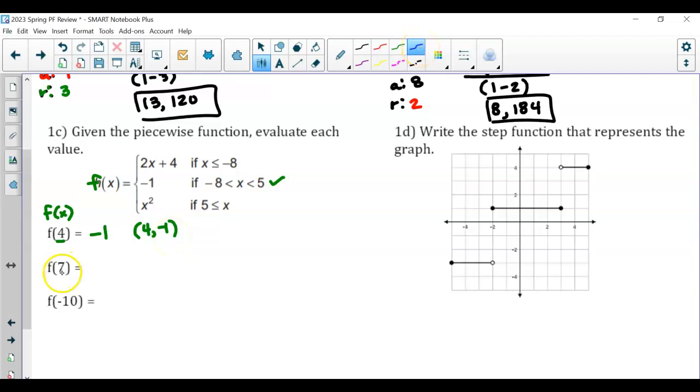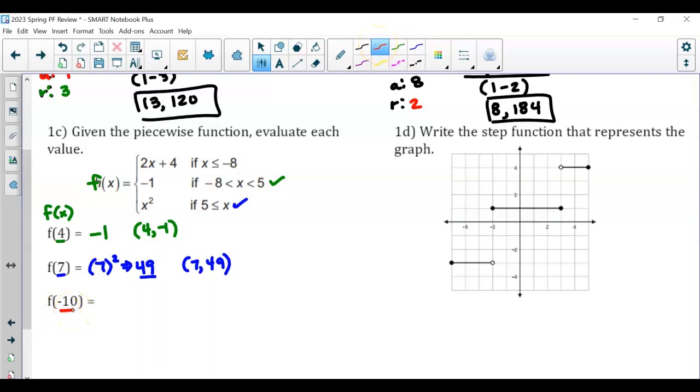So then here, f of 7. Is 7 less than or equal to -8? Nope. Is it between -8 and 5? No. But is 7 greater than 5? Yes. So f of 7, we're going to use x squared, or 7 squared, which is 49. So that means here the point 7, 49 is on the graph.